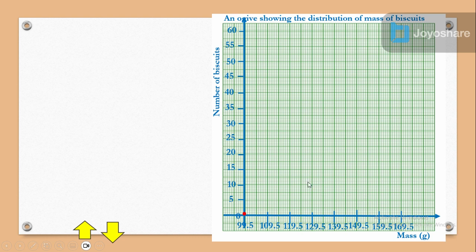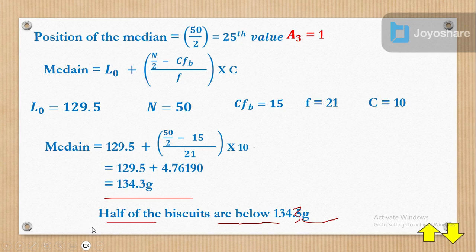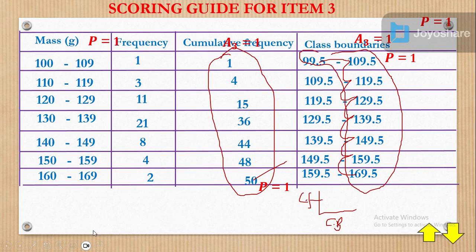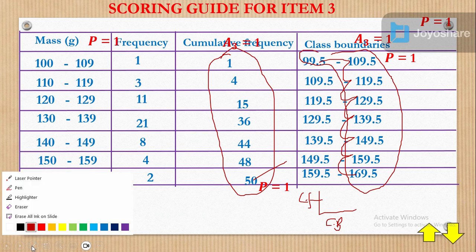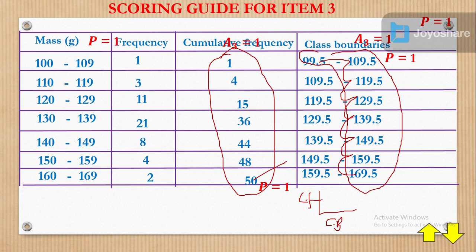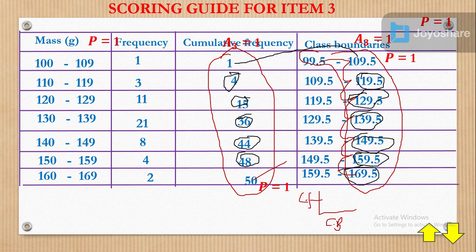You now plot. Now how is the plotting done? Let's go back there and see. So the plotting is done in this format. Pick black ink. Where you have cumulative frequency as 1, you plot it at 109.5. Where you have 4, it will be plotted against this. Where you have this, you plot there 8. Where you have this, you plot there 36. Where you have this, you plot there 44. Where you have this, you plot there 48. Where you have this, you plot there 50. And let's go and see how that comes about.